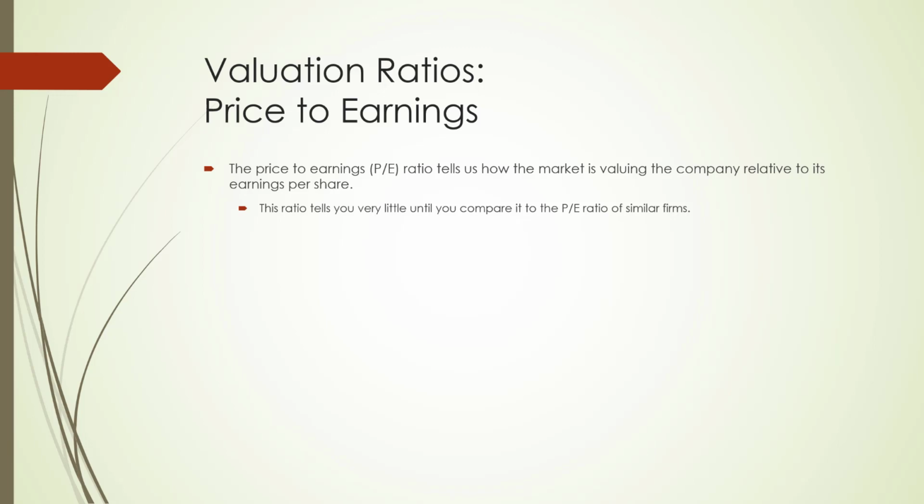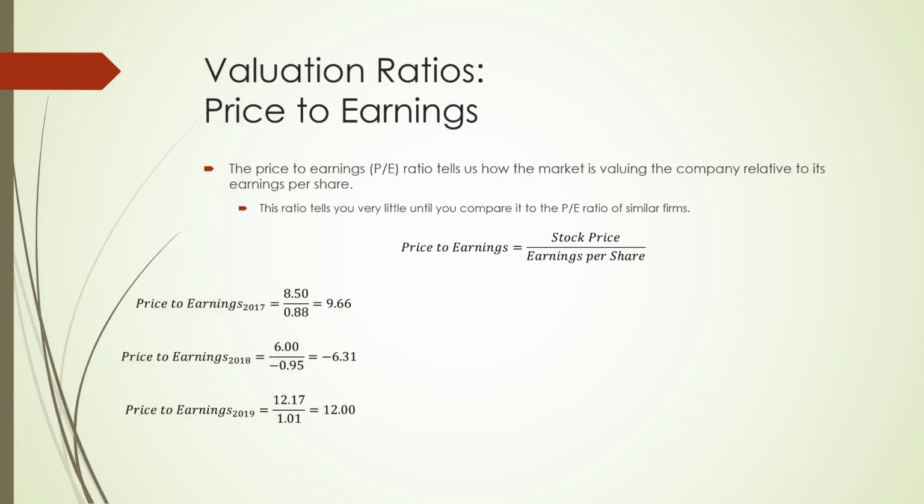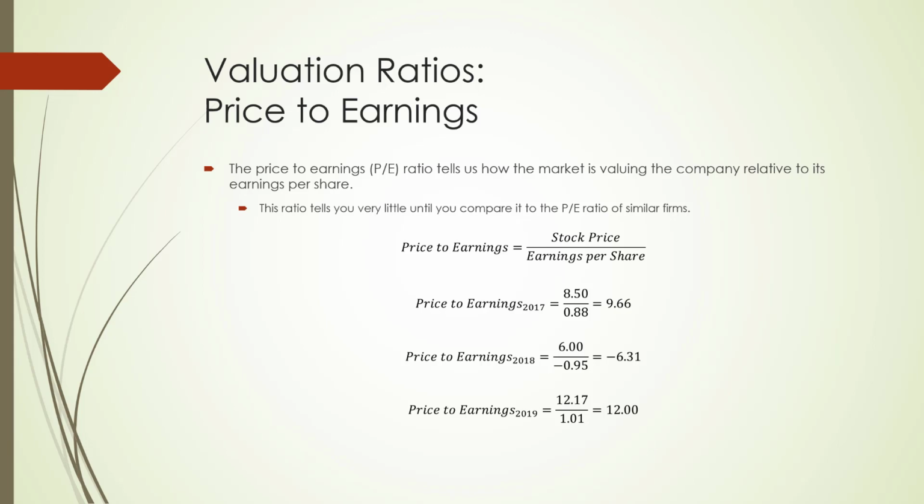Now, like most of these other ratios, this doesn't tell you a whole lot unless you compare it to PE ratios of other similar firms. So it's hard to know if a company is undervalued or overvalued without thinking about the relative valuation of other companies. So this is simply the stock price divided by earnings per share. And you can see that Computron had a PE ratio of 9.66 in 2017. The negative number in 2018 would usually be published as not meaningful or something like that, because a negative PE ratio really doesn't tell you anything.